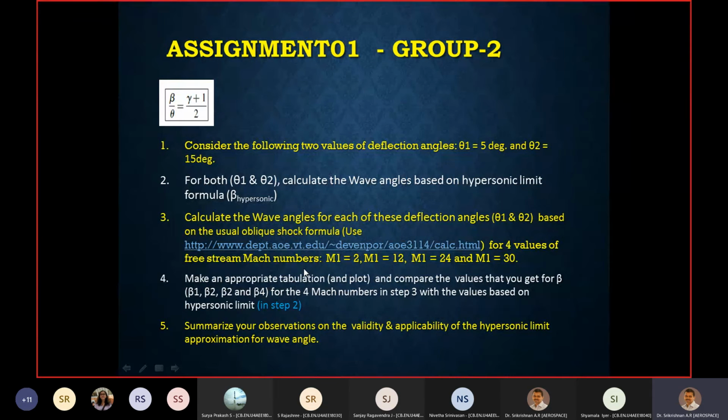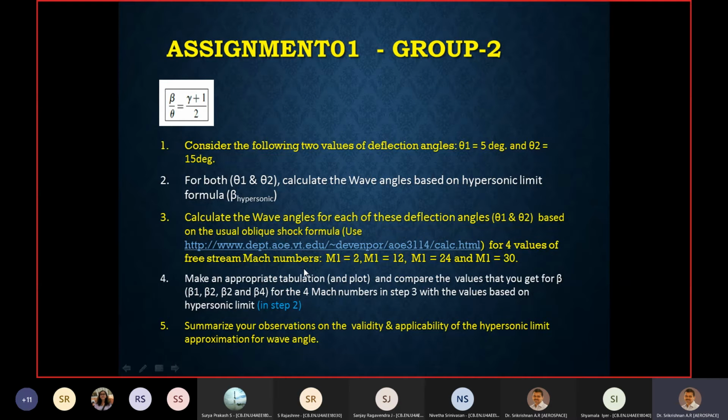That is, what range of thetas or Mach numbers is this hypersonic limit applicable. Okay, so you are going to compare the values with and without hypersonic limit application, and then recommend where I can apply the hypersonic limit with reasonable accuracy. Once you start doing it, you will get more clarity.